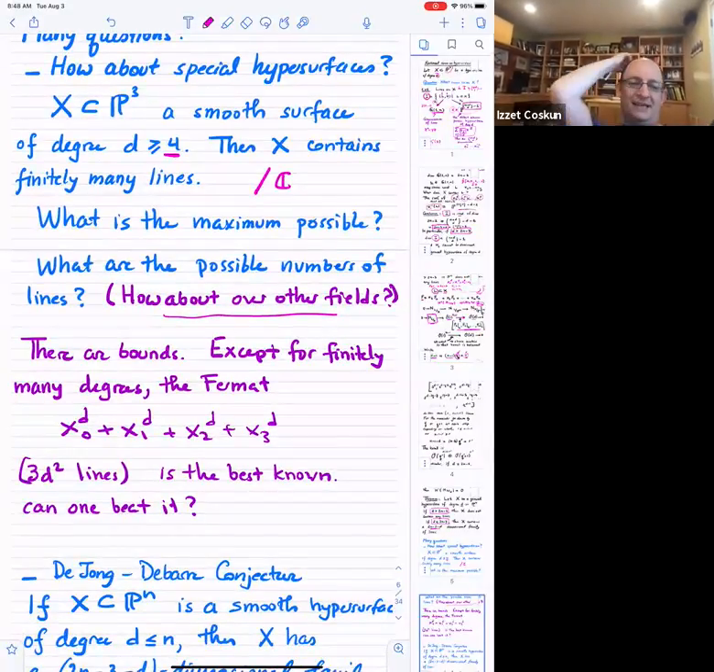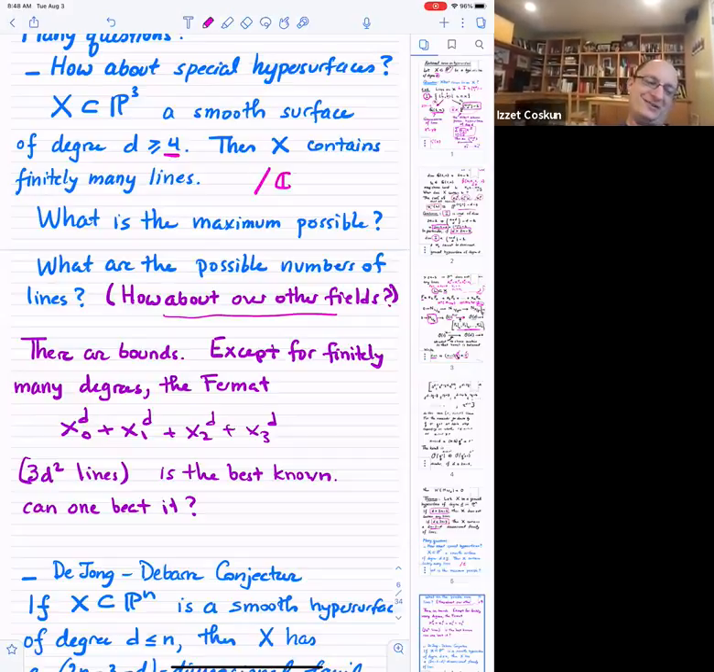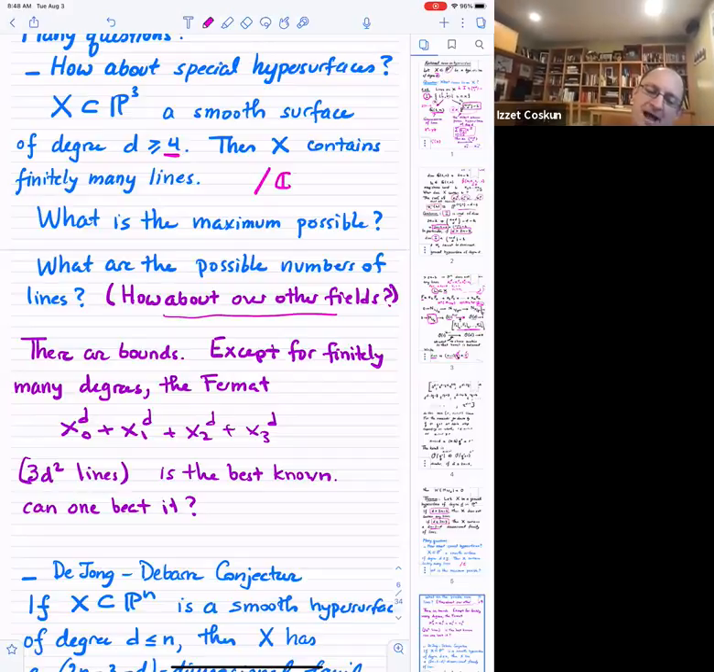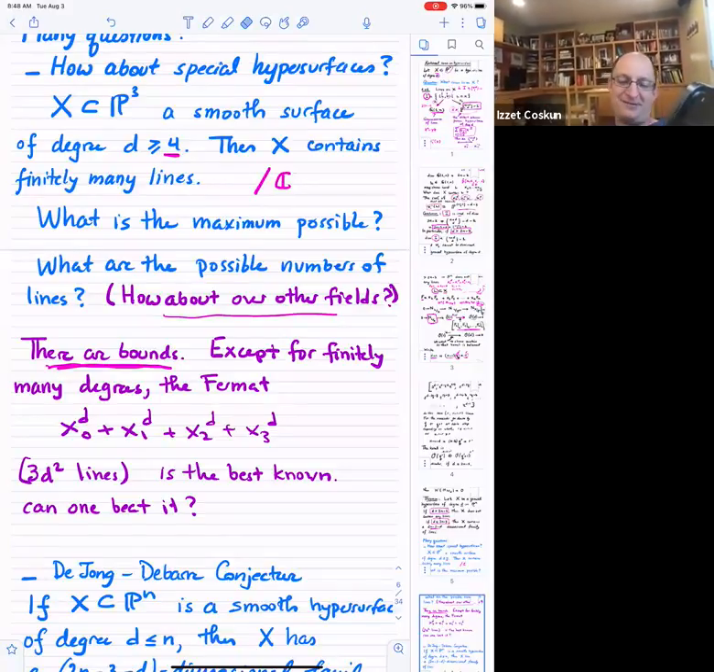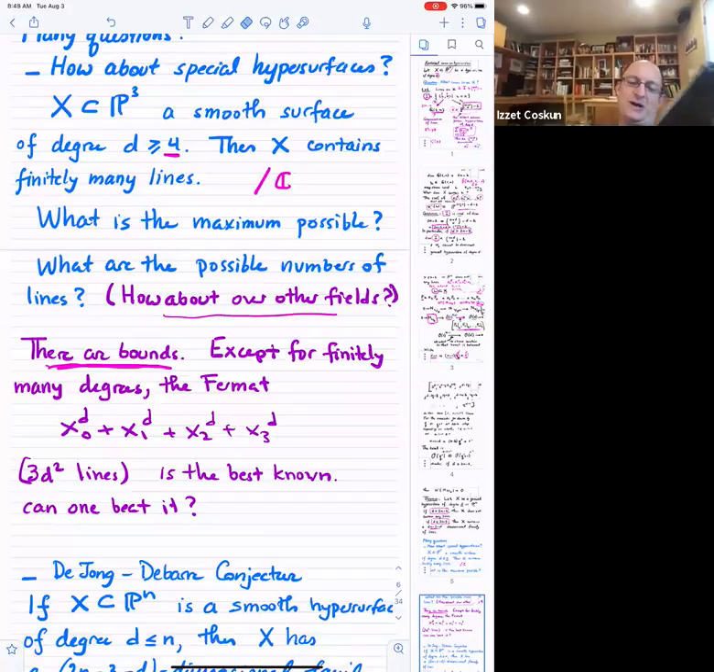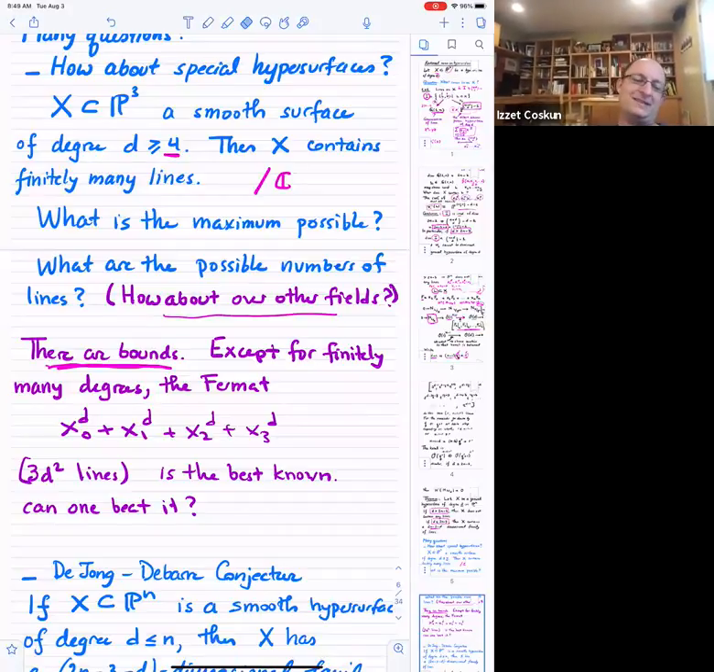Like for instance, over some finite characteristics, there might be more than the expected number of lines and so on and so forth. There are some bounds, like there are bounds due to Segre that says that the number of lines is bounded by roughly 11d squared. Let me not bother with the exact bound, but roughly bounded by 11d squared. And there have been modern improvements on this.